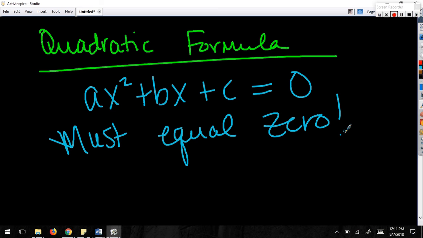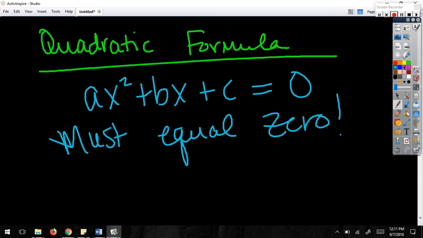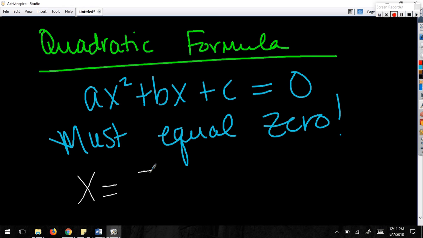If it equals 0, and you can identify A, B, and C, which you should be able to. If they are missing, what are they? 0. Then you can use this handy dandy little formula. And I think Miss Wilson showed you this last year, so this should be a breeze for you. It wasn't a breeze to me.